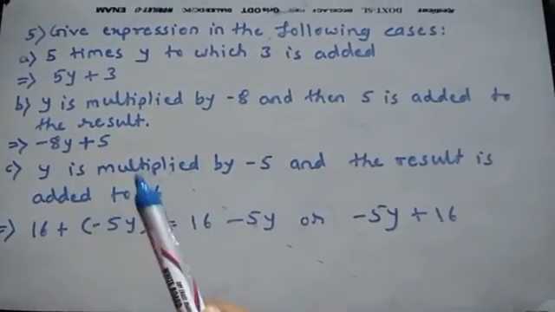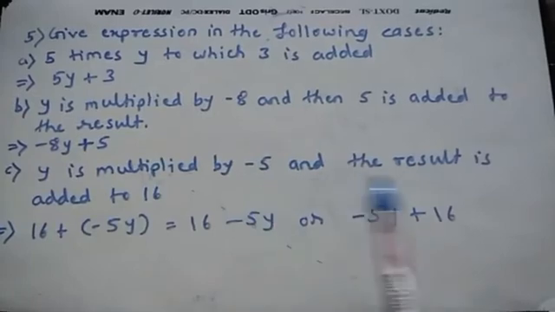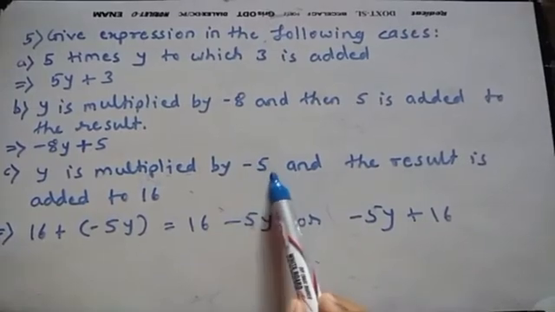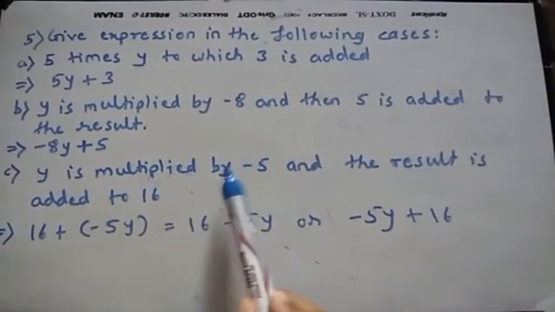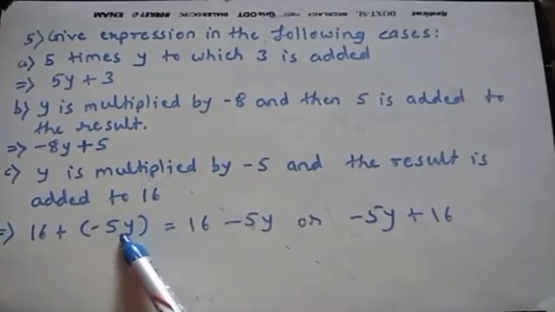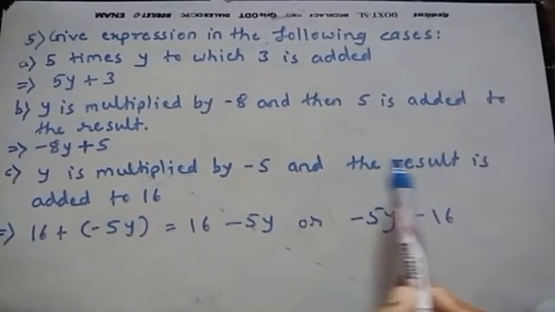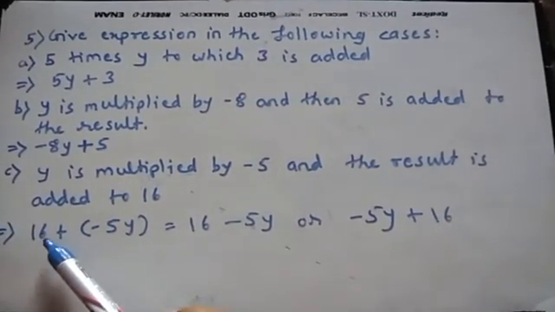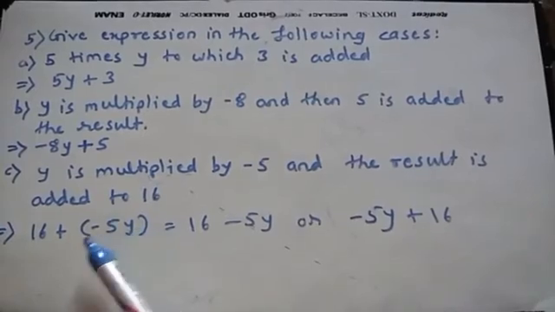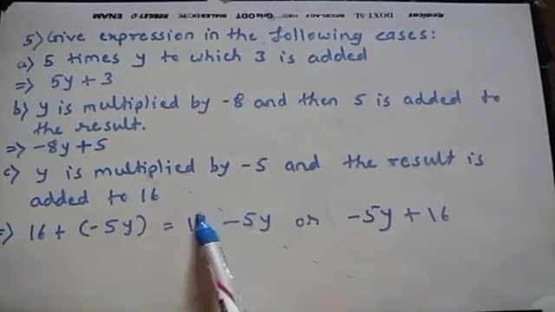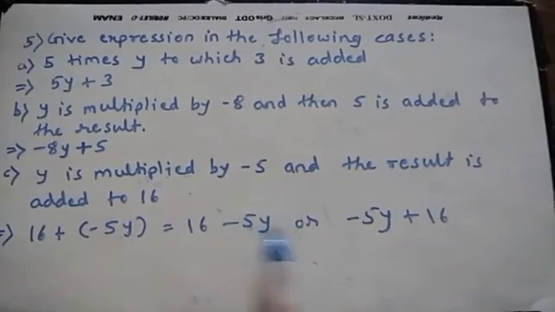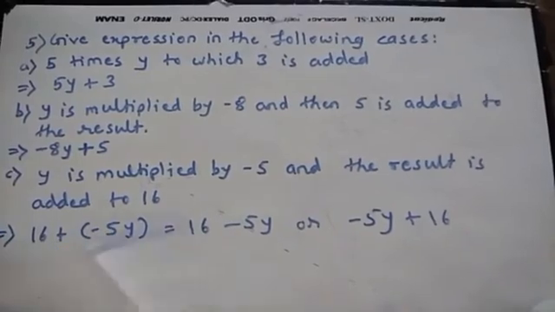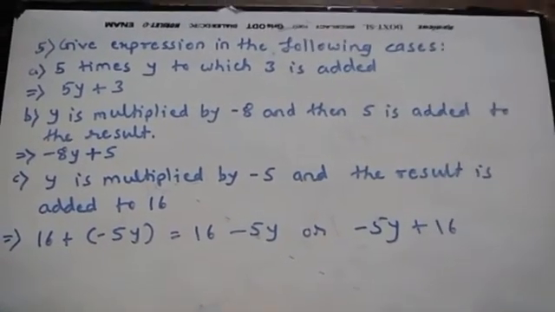Now next, y is multiplied by minus 5 and the result is added to 16. Now here y is multiplied by minus 5. Again minus will come first, then 5 will come, then y will come. Therefore minus 5y. Okay, so this result is added to 16. Now here see, students, one number is positive, one number is negative. Subtraction, that we know very well. Therefore 16 minus 5y will come. Or this only we can write as minus 5y as it is plus 16. So in this way we can solve this type of questions.